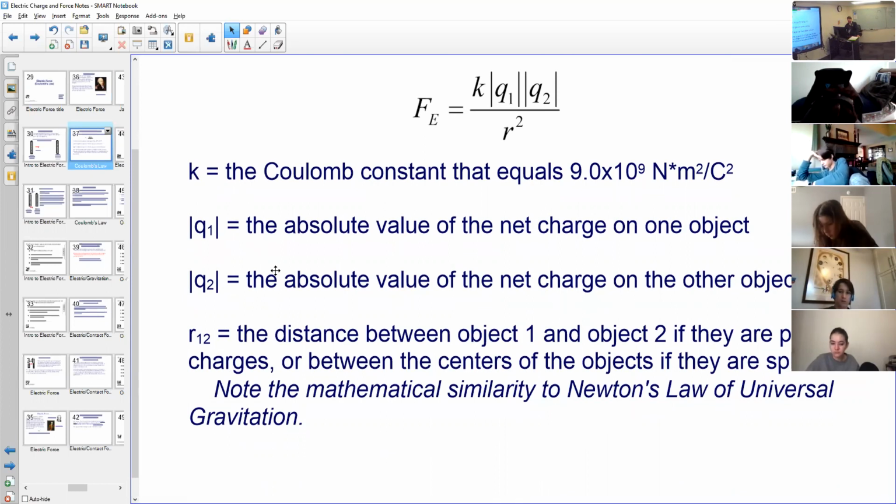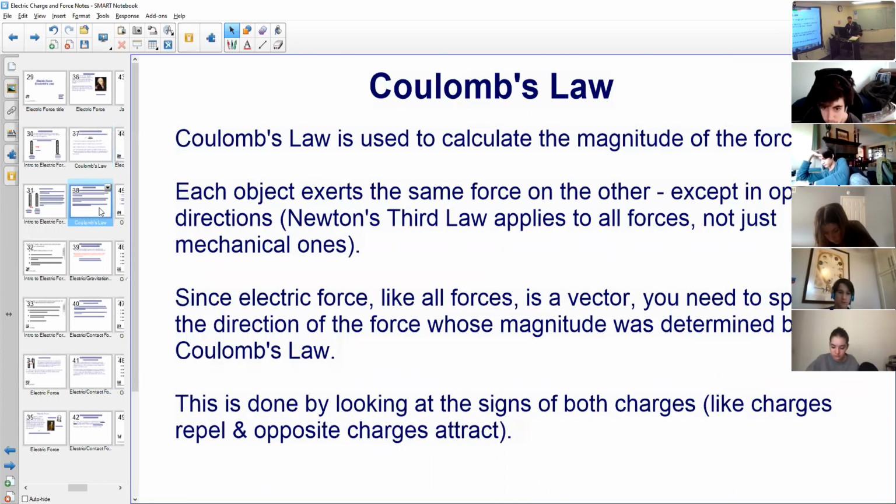And just a couple slides to wrap up. We'll read them through here. I'll read this one. Coulomb's law is used to calculate the magnitude of the force. Each object exerts the same force on the other, except in opposite directions. Newton's third law applies to all forces, not just mechanical ones.